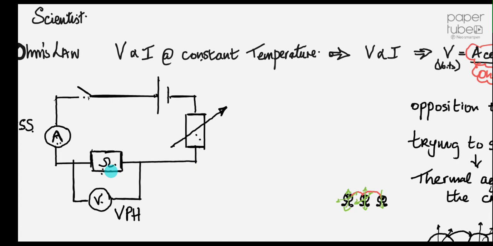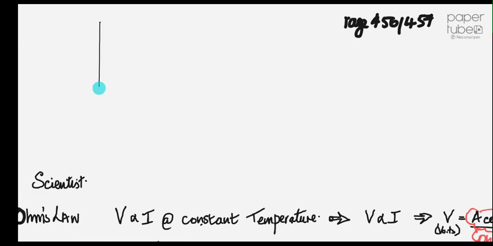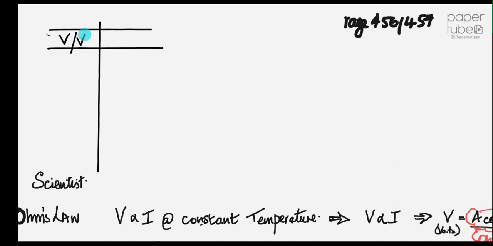Now, let's have a look at the set of results that we might get. So, I'm drawing a table up here in the top left corner, and again we're talking about simple rules here. Voltage measured in volts, current measured in amperes. See the way I have the table labelled.